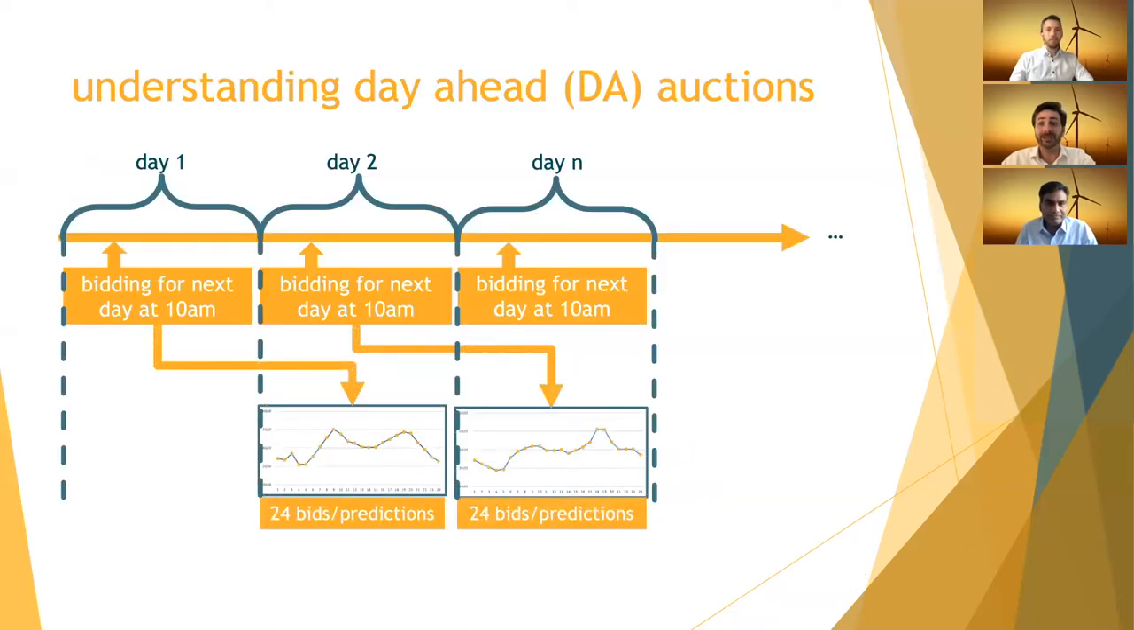So what is the day ahead energy market? We auction off megawatt hours by setting a price in the morning at 10 a.m. for every hour of the next day and repeat this every day. So from midnight in the morning to midnight at night for every day, there's one price every hour.